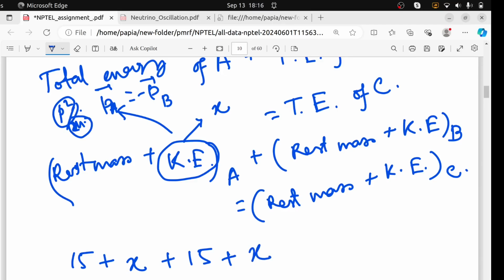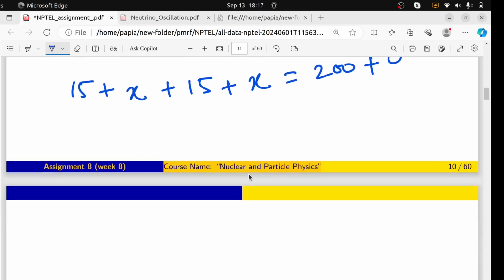So this is also the x. I mean, whatever the kinetic energy x will be there for A, the same kinetic energy will be there for B also. Now rest mass of C is 200 plus kinetic energy of C. Kinetic energy of C means in center of mass frame, as I told you, the final as well as initial momentum sum will be 0. So initial momentum sum is 0. That means the C particle is at rest right now. So if it is at rest, then there will be no kinetic energy associated with C. So that is 0.